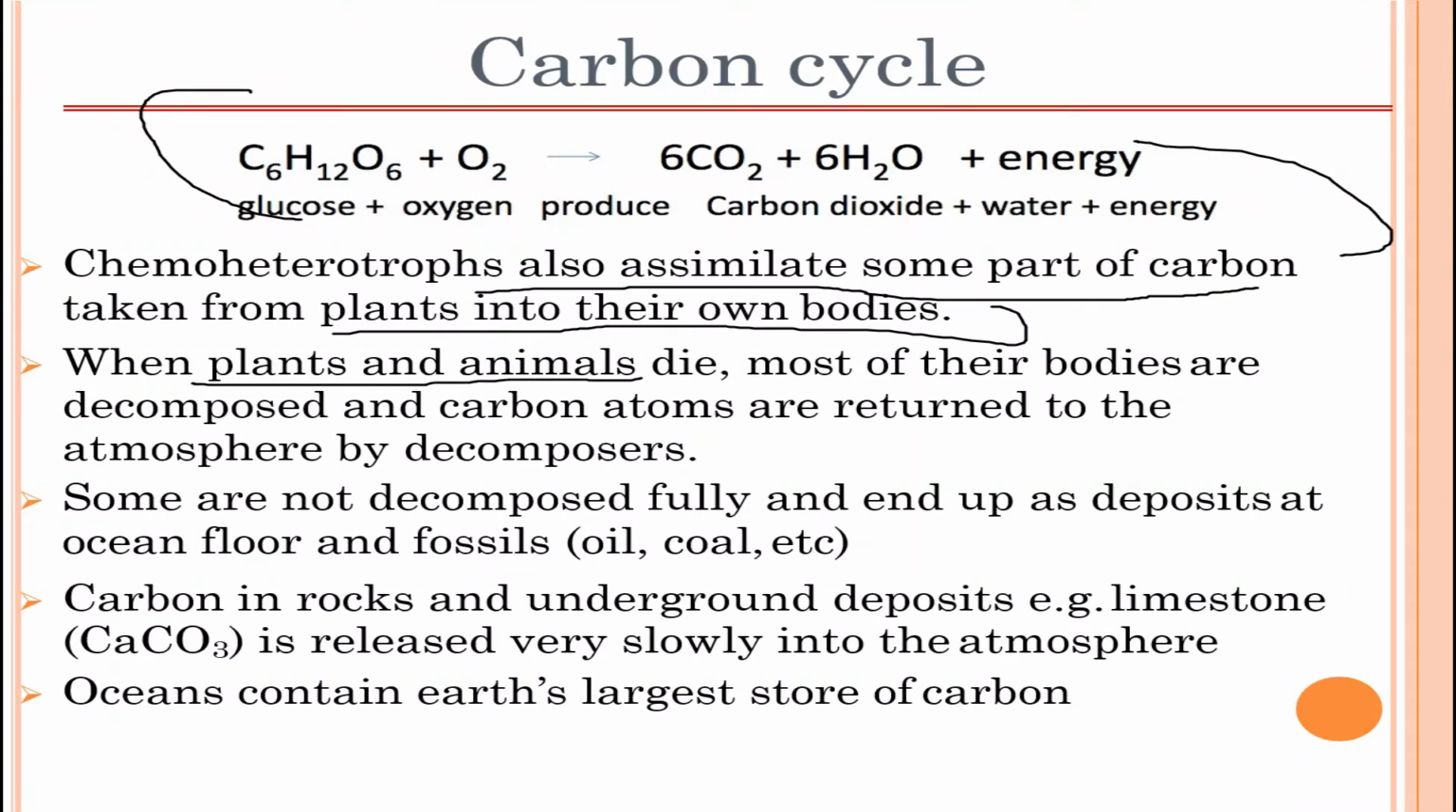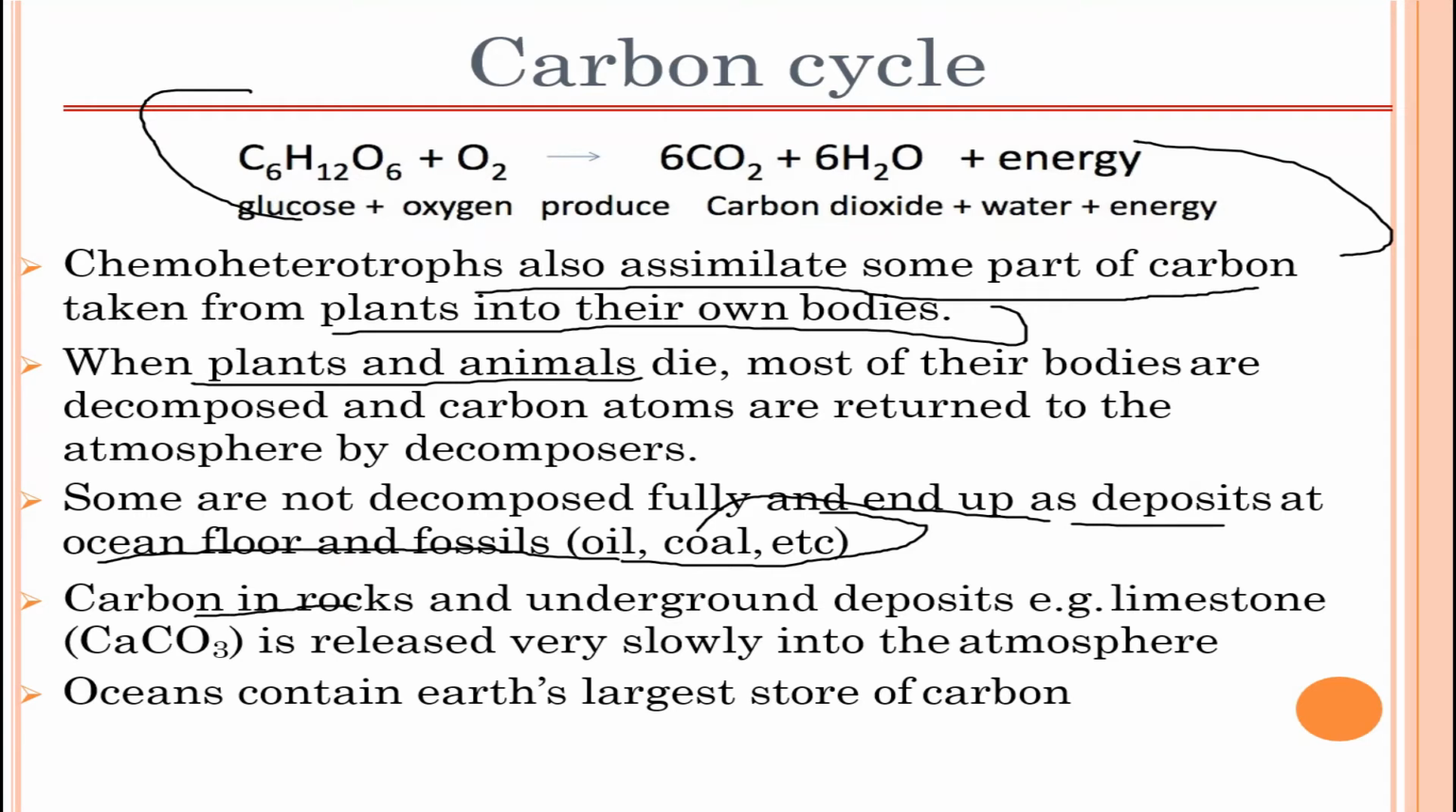And when plants and animals die, most of their bodies are decomposed and carbon atoms are returned to the atmosphere by decomposers. So when an animal, a human or a plant dies, all of the carbon that is stored or assimilated inside the body gets returned to the atmosphere with the help of decomposers. Some are not decomposed fully and end up in deposits at the ocean floor and fossils, which are the oil, coal, etc. These take a lot of time to decompose, so they are mainly stored in the form of ocean floor deposits and fossils.